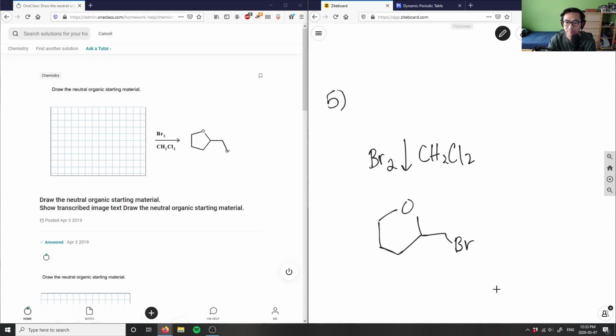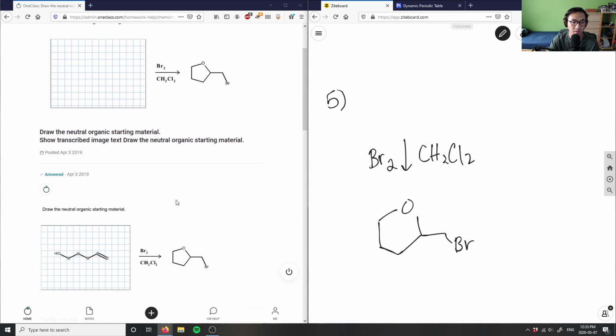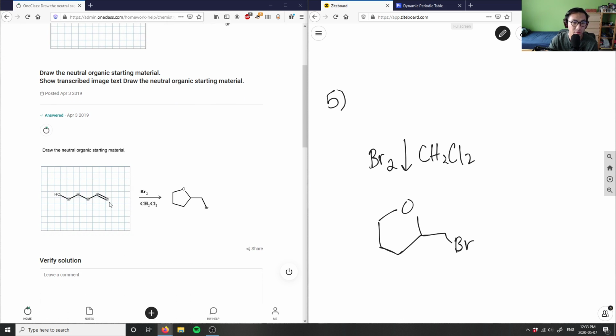So it's asking us what is our neutral organic starting material if I'm given this final material here, and I have these reagents, right? I have Br2 and CH2Cl2. So let's look at the answer here, and it's saying that you need this guy to make this, right? So what does that mean?